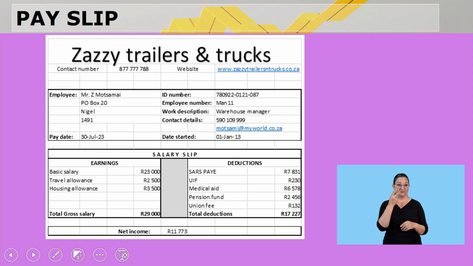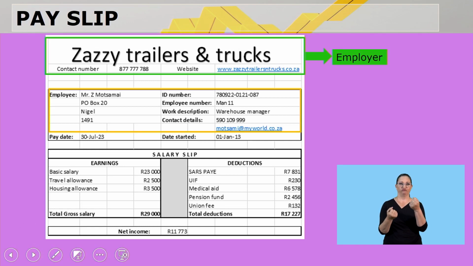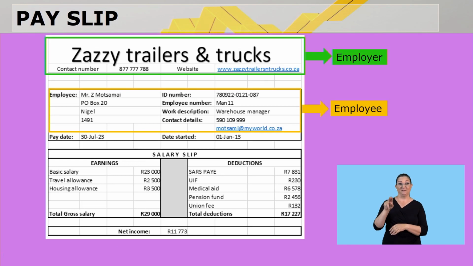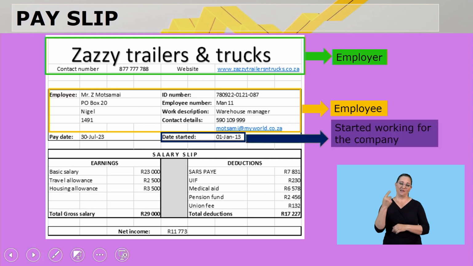Now let's look at the information on a salary advice slip. First, it will tell you who your employer is. In this case, it's Zazi Trailers and Trucks. Then the employee is Mr. Z Motamai, and he lives in Nigel, and he's a warehouse manager. Then the date he started at the company: he started on the 1st of January 2013. That's the day he started working for the company.